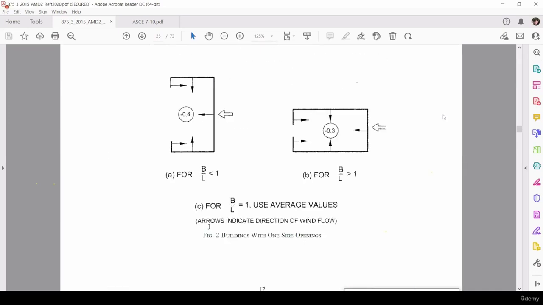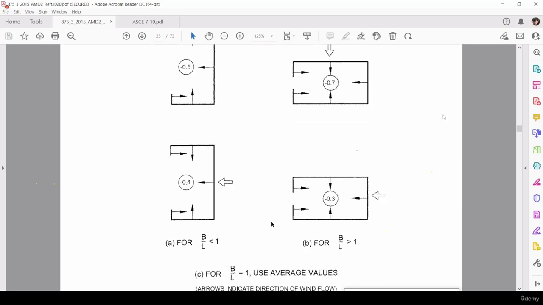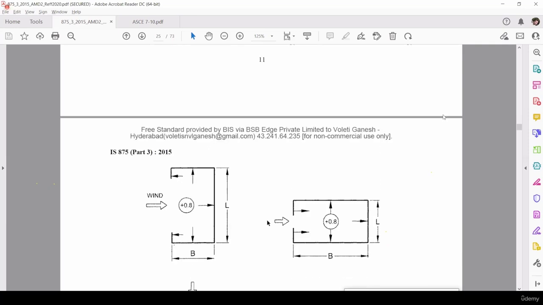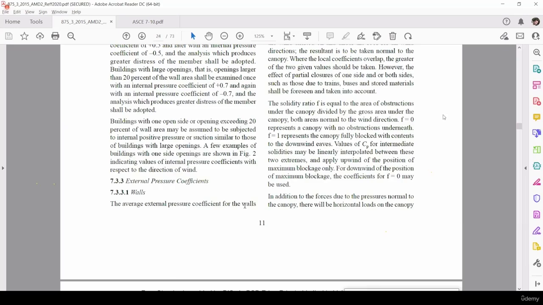Arrows indicate the direction of wind. Sir, what if all directions are open? I mean, all four sides open. Then it will be 0.8. Exactly. There will not be any internal pressure coefficients. Only external pressure coefficients will be there. Okay, sir.